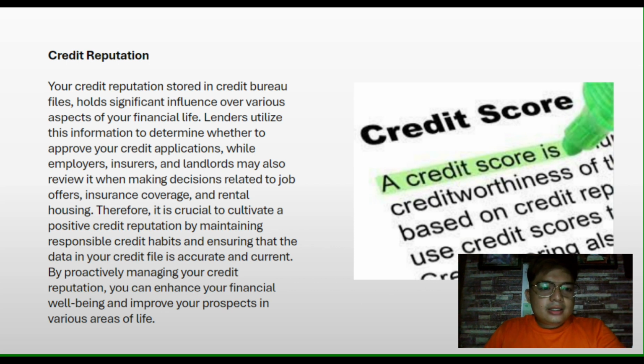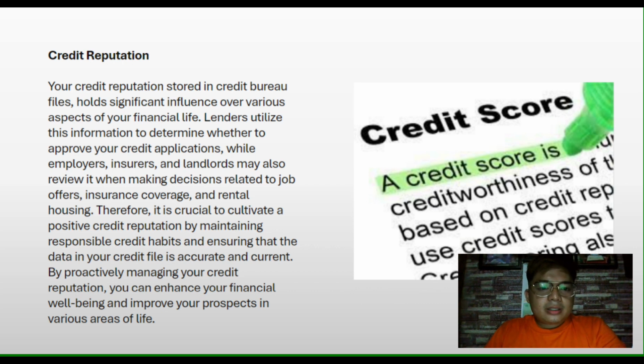However, it's not just lenders who take note. Potentially employers, insurers, or landlords also scrutinize your credit history to gauge your reliability and trustworthiness. Given its far-reaching implications, it is important to prioritize building and maintaining a positive credit reputation.